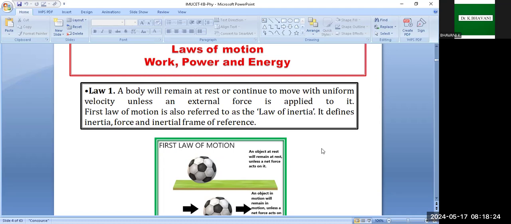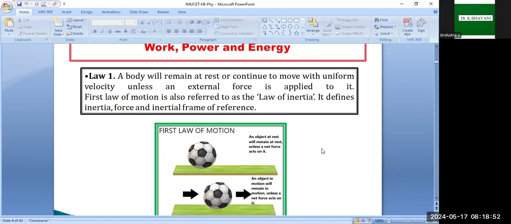Newton's first law: a body will remain at rest until you apply a force on the body. This first law is the law of inertia, that is, until an external force hits the body, it will stay at rest always. So if you hit the ball, it moves opposite to the direction of the force.